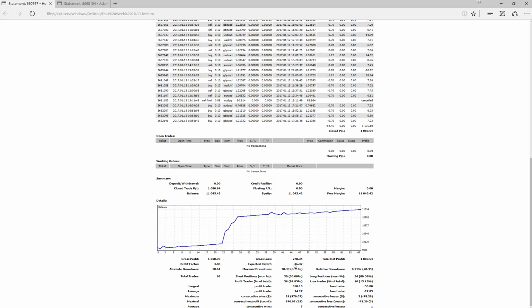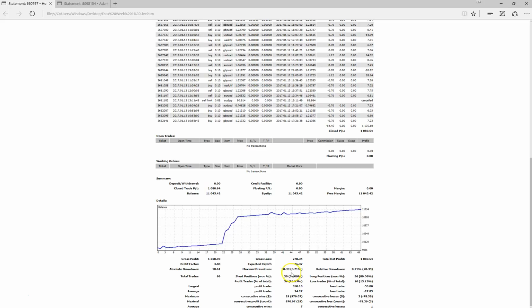Now, if you remember from previous videos, the expected payoff usually sits around $6, so a lot of these numbers are going to be skewed quite heavily as a result of this sharp rise in equity that we can see here. Now, our absolute drawdown of $18.61, which is this little trough here, just means that from our starting balance of $9,969, I think it was roughly, we decreased below that by $18.61 before our account balance continued to rise. We have maximal drawdown of 0.71%, which equates to $78.39.